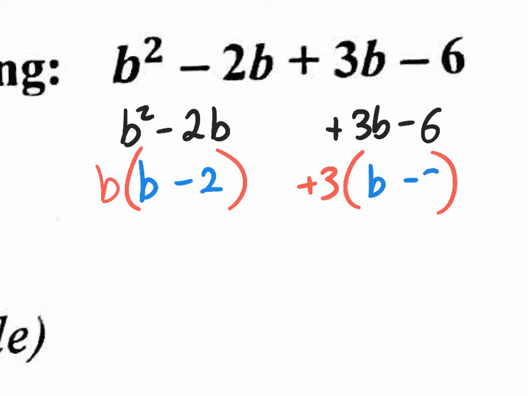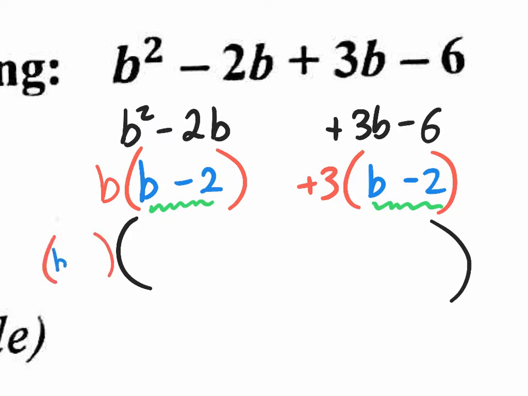A b and a minus 2. Now that's a very good thing because I have a common binomial, b minus 2, in the first group and b minus 2 in the second group, which means if I put some exaggerated parentheses, I'll be able to pull out that common binomial of b minus 2.